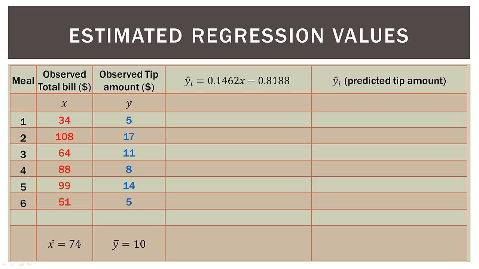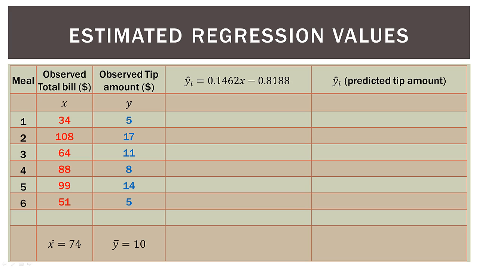So now that we're done reviewing, let's go ahead and get to sort of the heart of the matter of this video. But to do so, we have to calculate the predicted values for each meal amount. So over here on the left, we have the observed total bill, which in the case of the first meal was $34. And then we have the observed tip. So that was the tip that was actually received by the waiter. So the first one was $34. The tip that the waiter got was $5. The $108 meal had a tip of $17, so on and so forth.